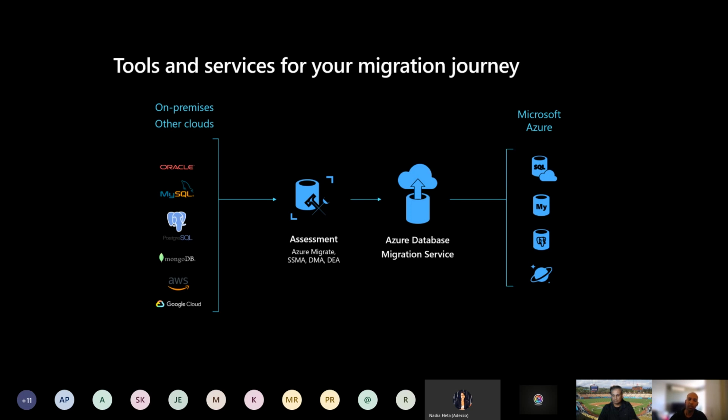Now, once your assessment is done and you've identified the target platform on Azure, we also have a first-party tool called Azure Database Migration Service, or DMS as it's called, to help you migrate those databases to Azure, both in an offline and an online mode. So if you have a requirement for extremely low downtimes and RTOs and RPOs, Azure Database Migration Service helps you migrate those databases to Azure with minimal impact to your business.